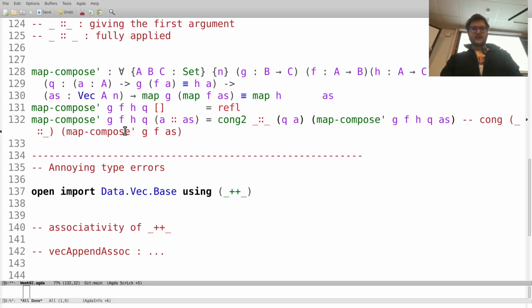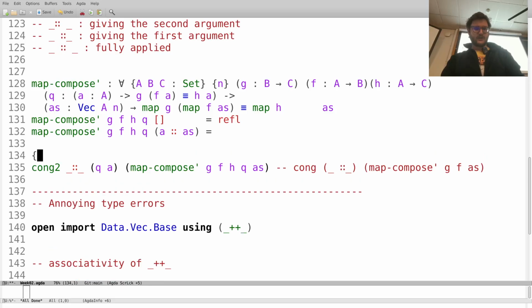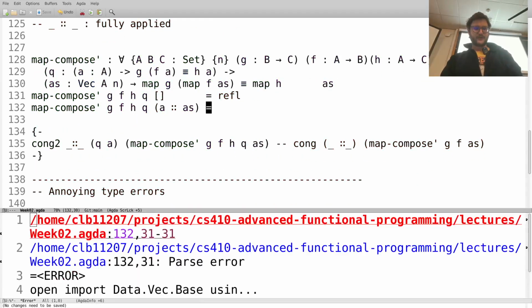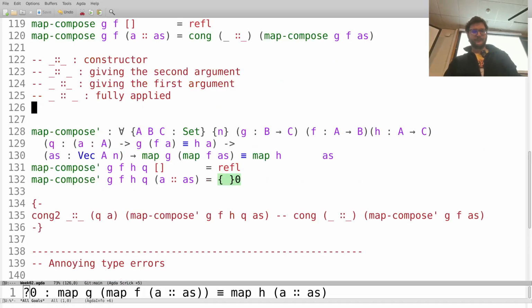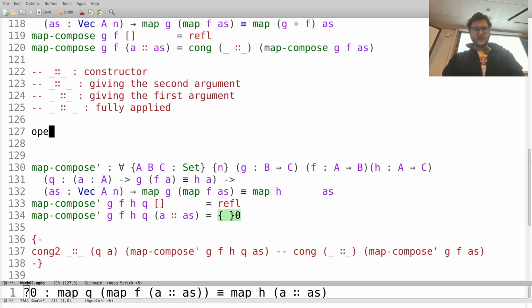So I think I'll show you an alternative way to do it, because that will be useful to make your proofs readable.